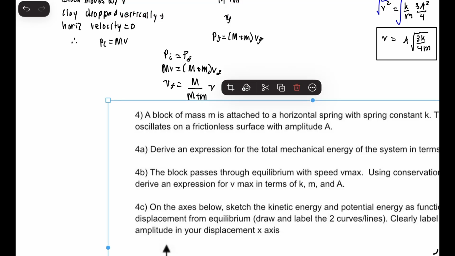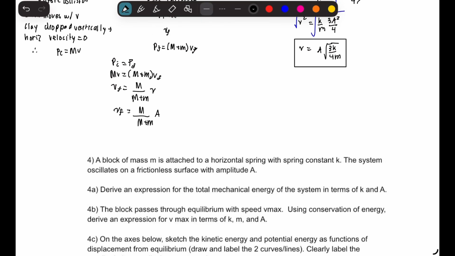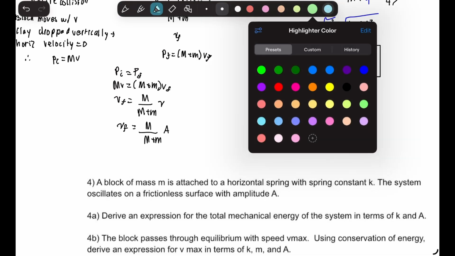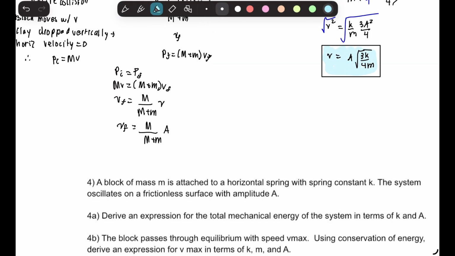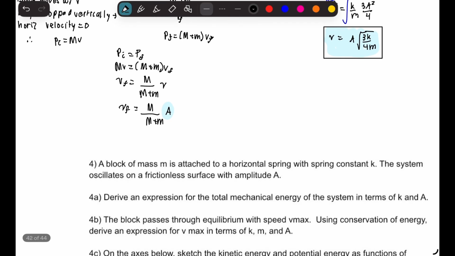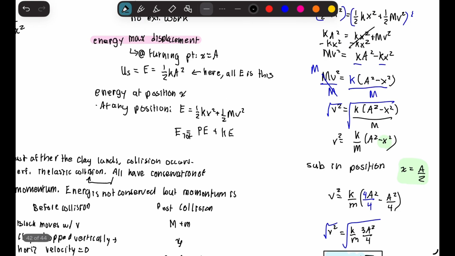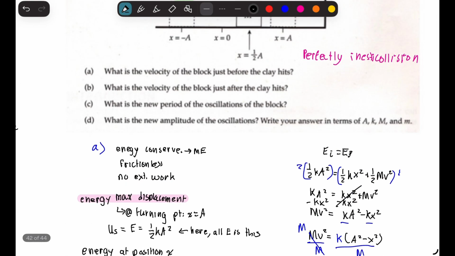And then you substitute in your V that you got earlier. So this is just essentially this answer here. You substitute this in. So then your VF is equal to, and that's your answer. Now for our part C, what is the new period of oscillation of the block?